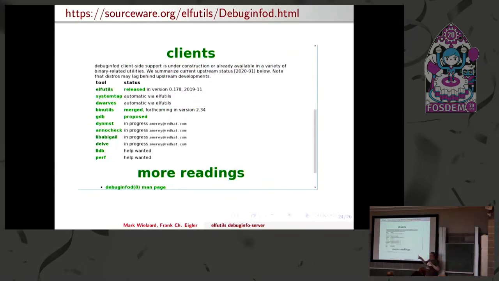So for the clients, of course the elfutils tools use it by default. SystemTap uses it because elfutils provides it. Dwarves, the same thing. Some binutils can use it. That's merged in Git. The GDB patch is proposed, and Tom is going to merge it. No, but there are some in progress. I believe nocheck was also recently done.